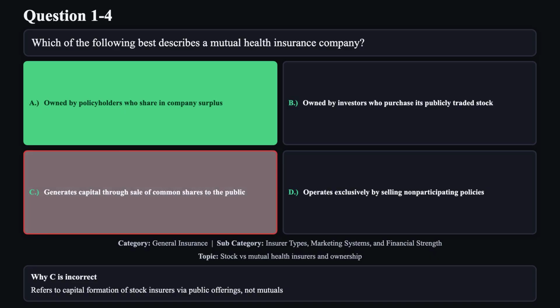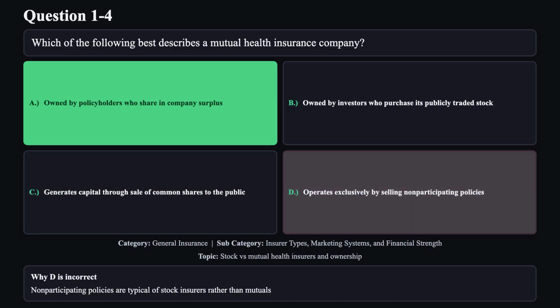Reason C is not correct. Refers to capital formation of stock insurers via public offerings, not mutuals. Reason D is not correct. Non-participating policies are typical of stock insurers rather than mutuals.